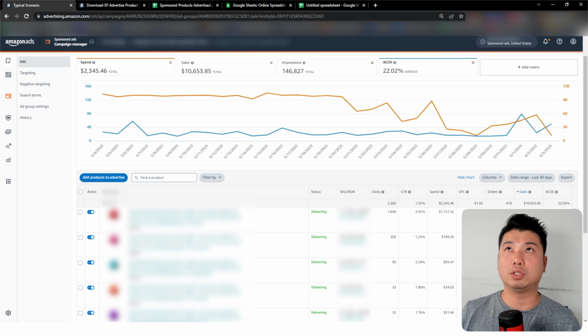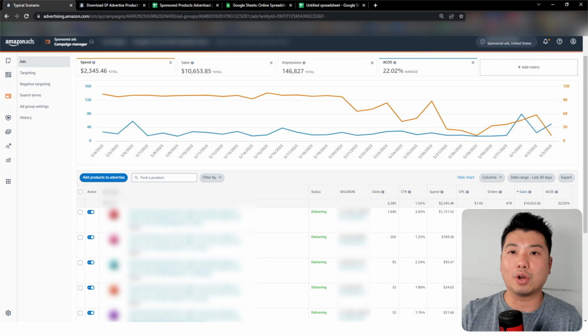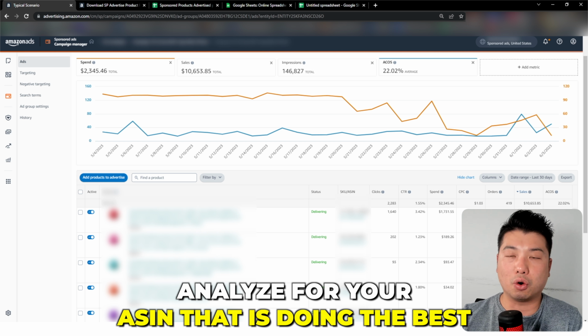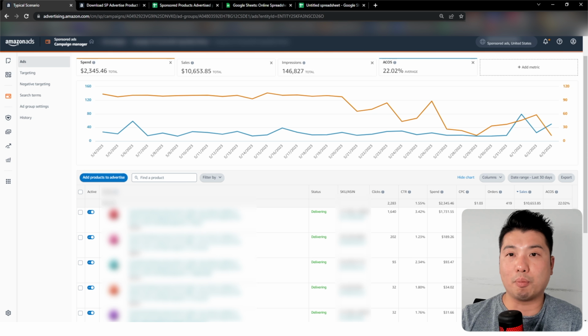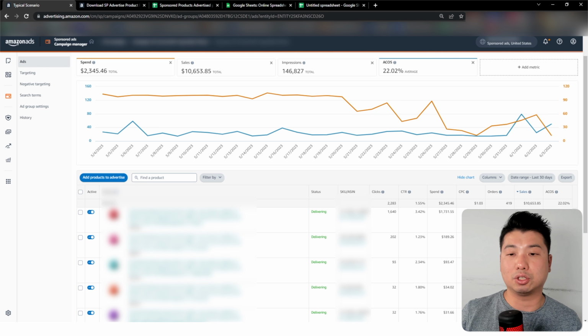Hence, you want to make sure that in your Amazon PPC, you are putting ad spend to the variation that is doing the best for you, right? And later I will show you how you actually analyze for your ASIN that is doing the best. So this way you are making sure all your ad spend budget is going toward this so-called hero variation, right? And making sure that you are not putting ad spend on variation that is not performing as well as that hero variation.